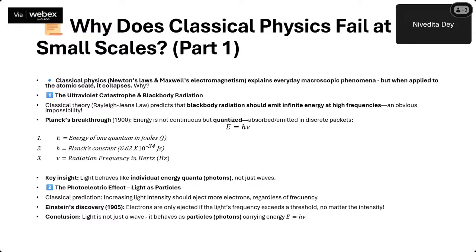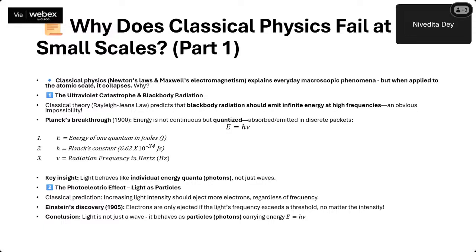The classical prediction was that increasing the light intensity should eject more electrons, regardless of the frequency. And Einstein in 1905 discovered that electrons are only ejected if the light's frequency exceeds a particular threshold, no matter what the intensity is. So, what is your conclusion? Light is not just a wave. It has that particular kind of quantization factor. Quantization means it has to be a certain kind of particle field. That's why we call it quantization.